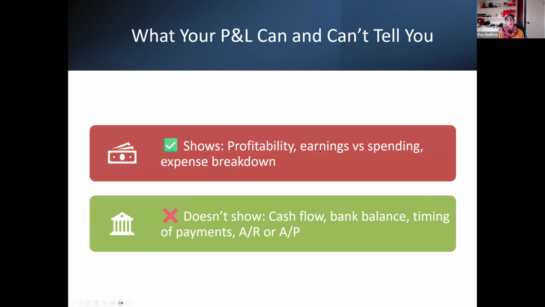So what your profit and loss can and can't tell you. What it does show is profitability, earnings versus spending, and your expense breakdown. So it shows how well your business is actually going. What it won't show you is your cash flow, your bank balance, or the timing of payments coming in or going out. So that's accounts receivable.